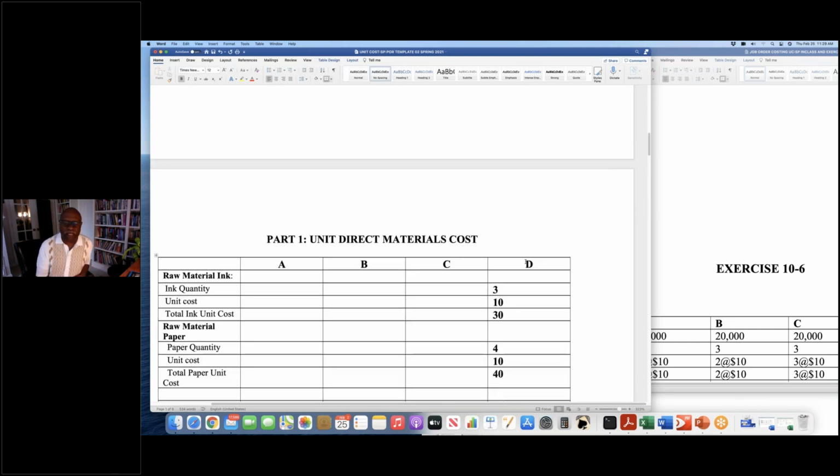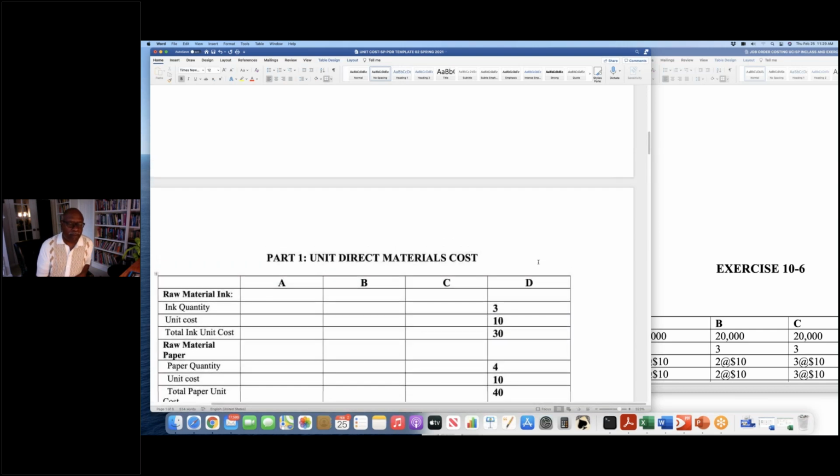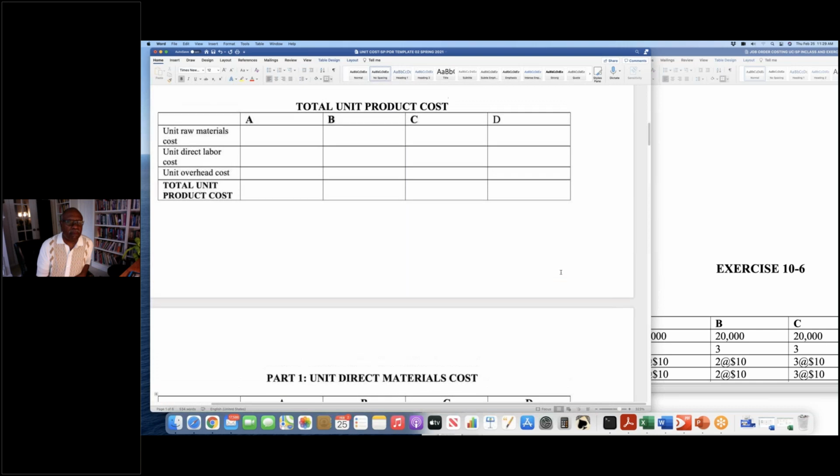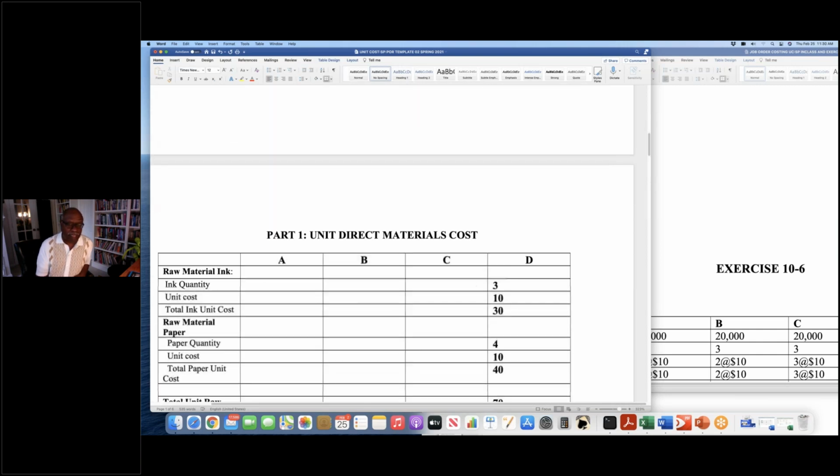What are we going to do with the 70? We're going to bring that 70 right here. Then we're building out the unit cost. We did the raw materials first. It's 70. So what are we going to do next?